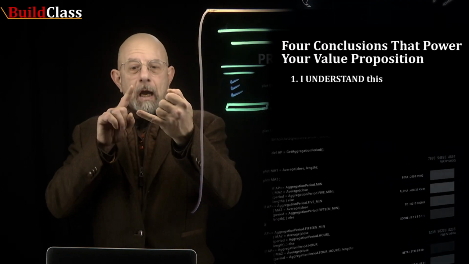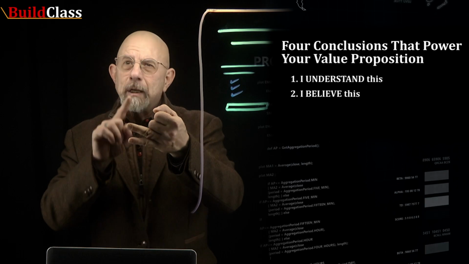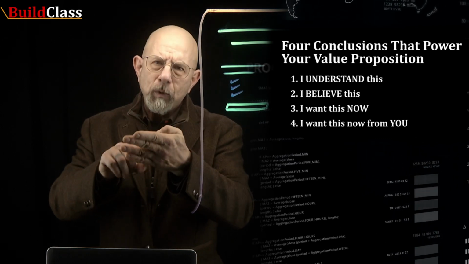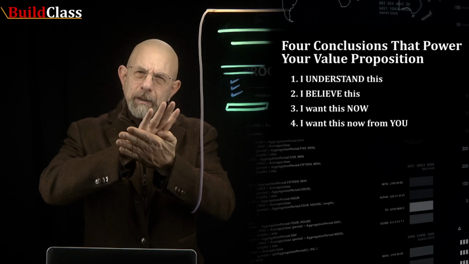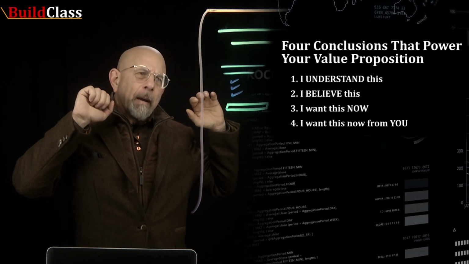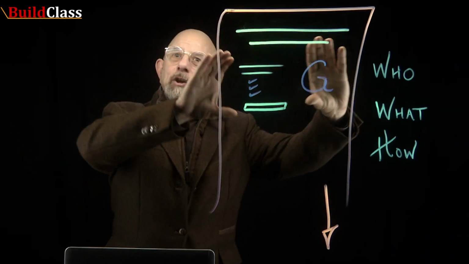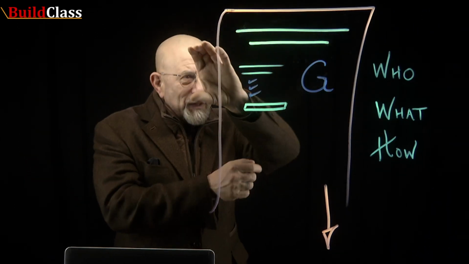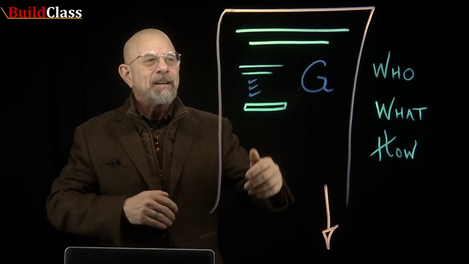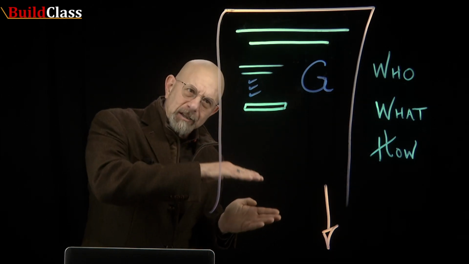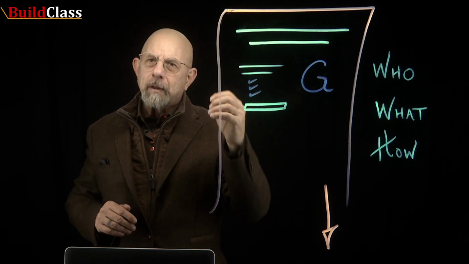1, I understand this. 2, I believe this. 3, I want this now. And 4, I want this from you. Those 4 conclusions should be approximated with the impacts of the signal set we call your web page at the top in this module. And then we'll use the balance of the page to break it out and expand on anything up here that needs help.